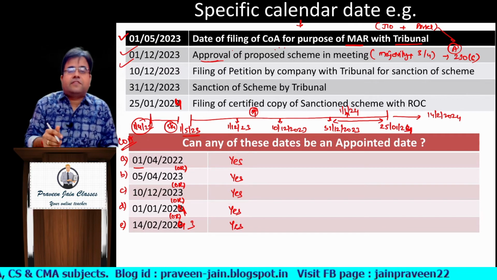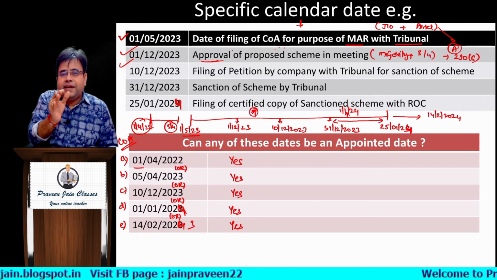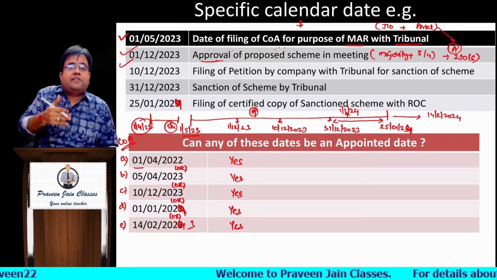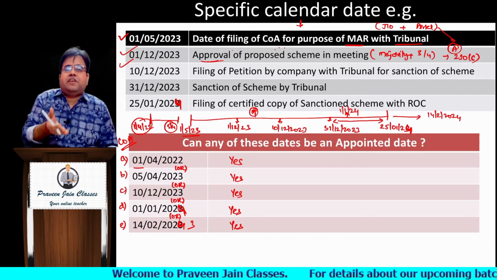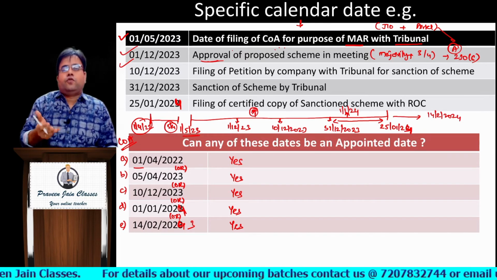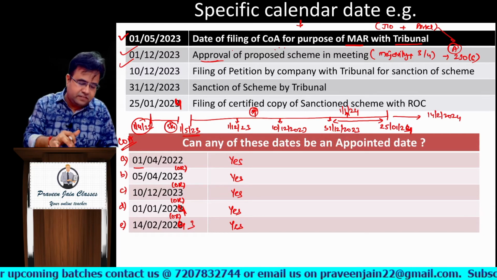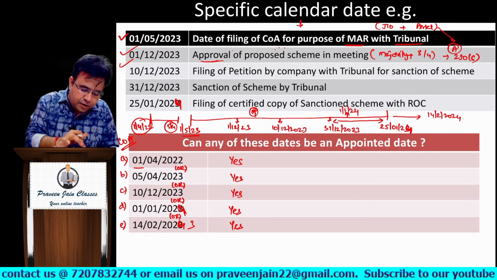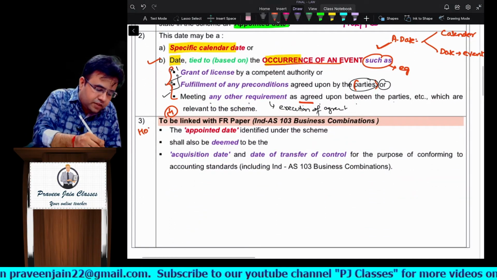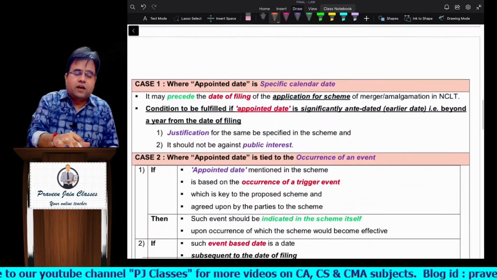Yes for entire things. Because the wordings used in the circular was sir, the effective date, appointed date can be any specific calendar date. Can I say in the scheme specifically they have mentioned that we want our scheme to be effective from 1/4, 5/4, 10/12, 1/1, 14/2. So don't you think this should be allowed or not sir? Answer is yes. All these things के लिए answer is yes. But sir circular में some clarifications are also given sir. So let's see. Third point को I am not taking now. I am putting this on hold sir. Now let us see specific calendar date के ऊपर what more circular talks about sir.